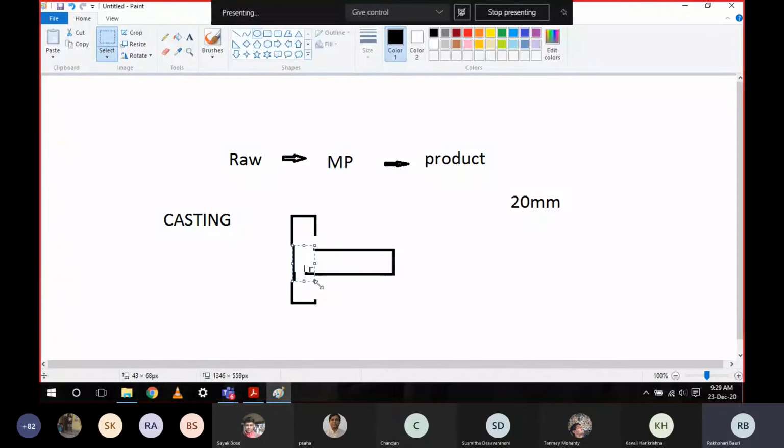So what are you doing? You are skipping casting processes to make this T structure. So you removed one complete manufacturing process. So what will this help? It will minimize the cost. So manufacturing process is not only about making a product, it is also about minimizing the cost.